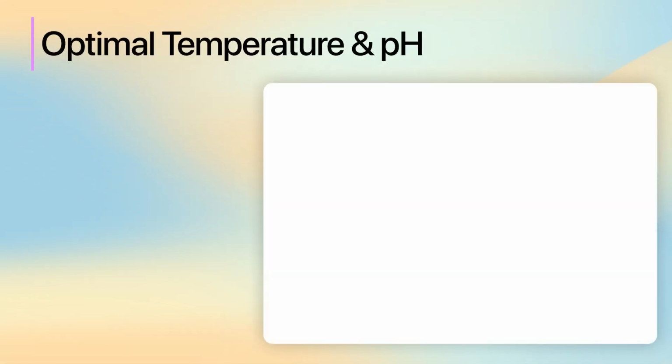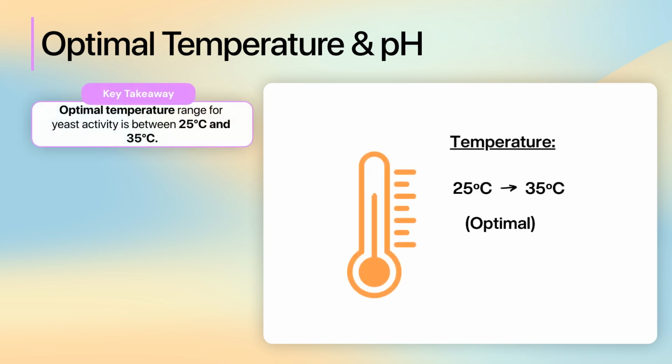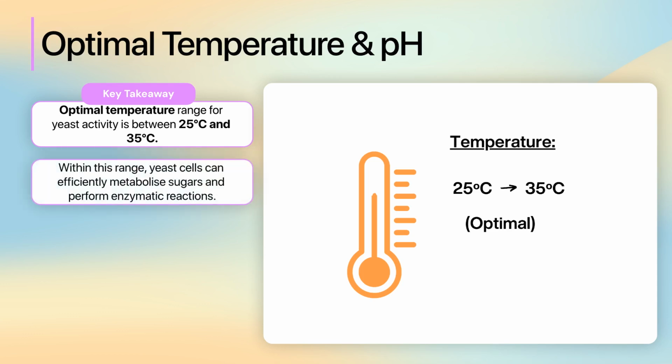Temperature plays a crucial role in yeast fermentation. The optimal temperature range for yeast activity is between 25 degrees Celsius and 35 degrees Celsius. Within this range, yeast cells can efficiently metabolize sugars and perform enzymatic reactions.